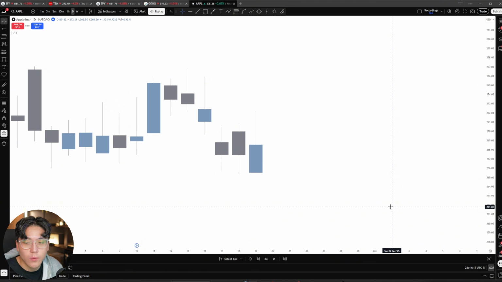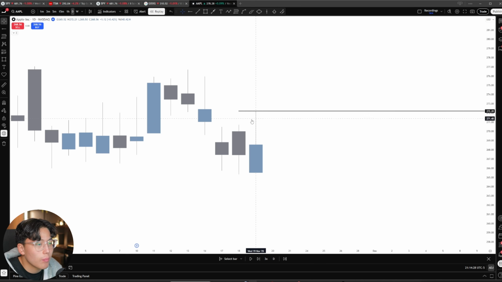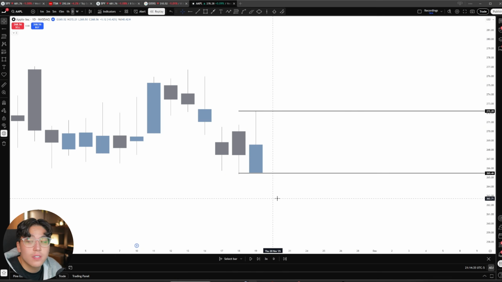So as you can see right here, we're on our next example, and we're currently on Apple here on the daily time frame, and we're going to do the exact same steps like we did in the previous example. So what we're going to do here is mark out our previous day highs, and now we can mark out our previous day lows.